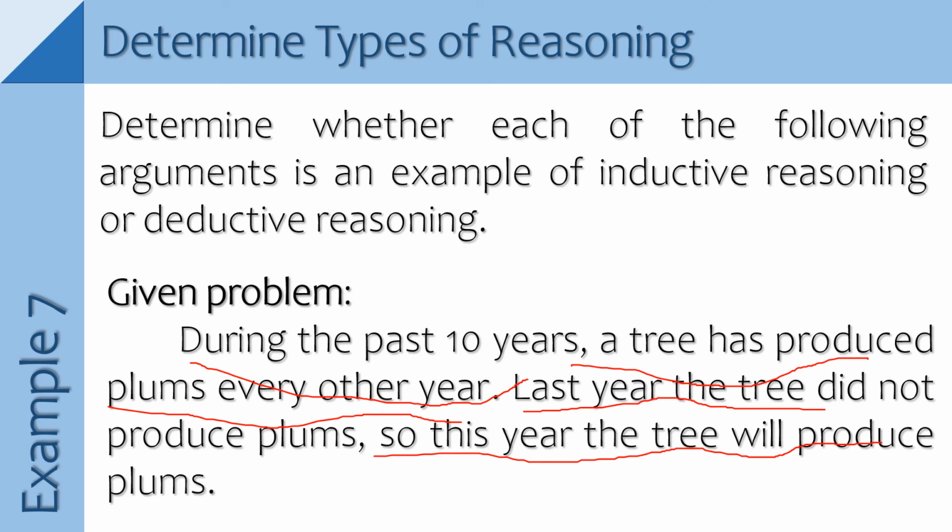So in this condition, sabi rito, last year, the tree did not produce palms. So this year, the tree will produce palms. This is an example of inductive reasoning kasi may basis, yung example na specific yung case natin.